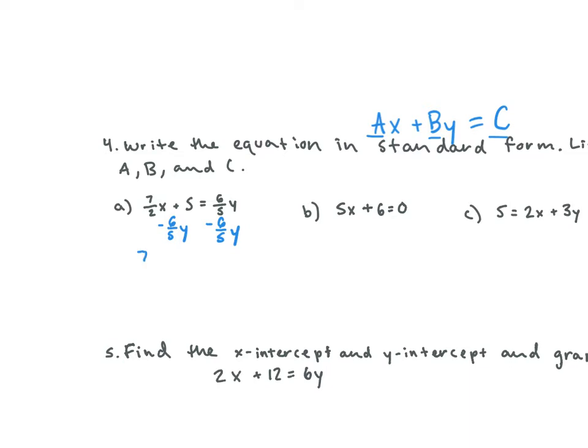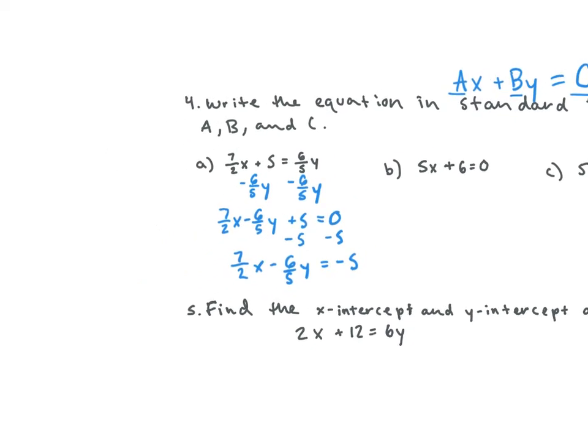So now we have 7 over 2x minus 6 over 5y plus 5 is equal to 0. We need to get this 5 to the other side, so since it's being added on the left side, we do the inverse operation, so we subtract it on both sides. So then we have 7 over 2x minus 6 over 5y is equal to negative 5.